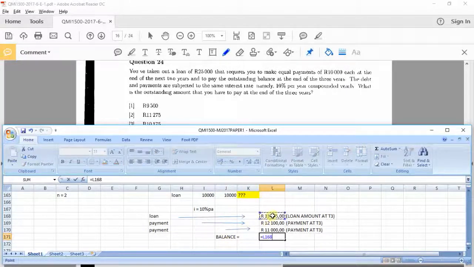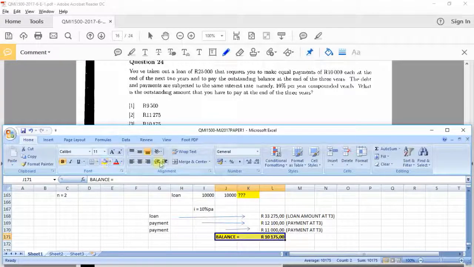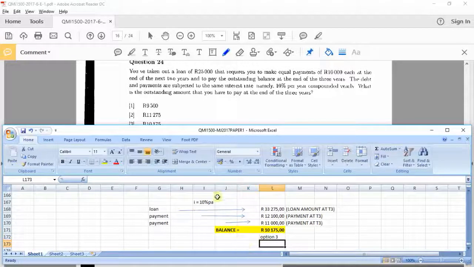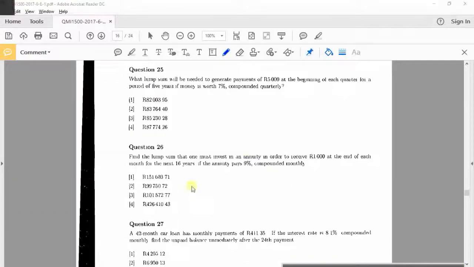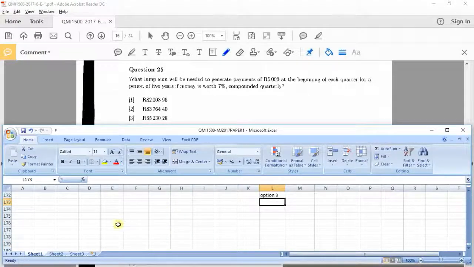So what is the balance? The balance outstanding is the loan minus this payment and that payment, which gives me that balance. Okay, option 3. Right, so we had to draw a diagram for that one. Yeah, I didn't get it. Okay, yeah, it's a tough one. Some of these are quite difficult.